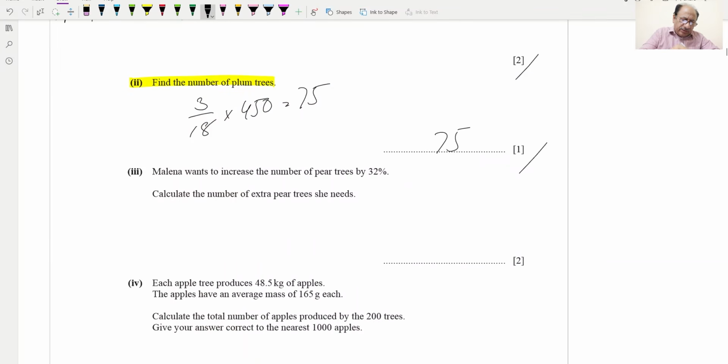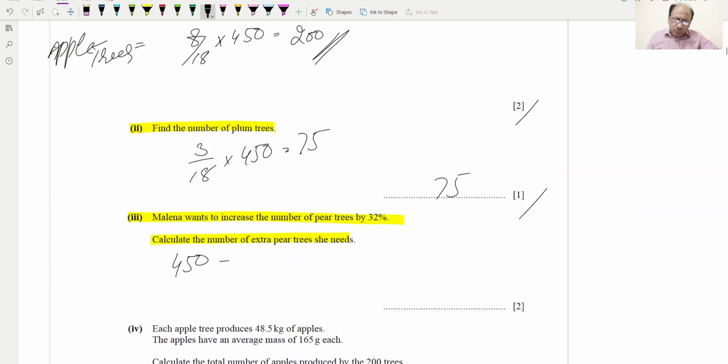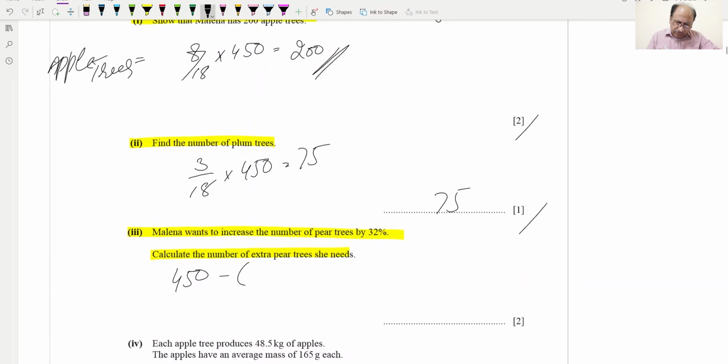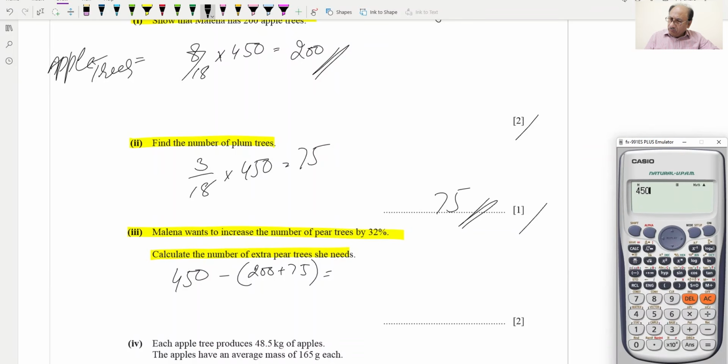Now Melina wants to increase the number of pear trees by 32%. Calculate the number of extra pear trees she needs. Now if we check pear trees out of 450, we will subtract the apple and plum trees, that will be 200 plus 75. These two types we will be subtracting, and the result will be pear trees, which are 450 minus 275, and this is resulting to 175.